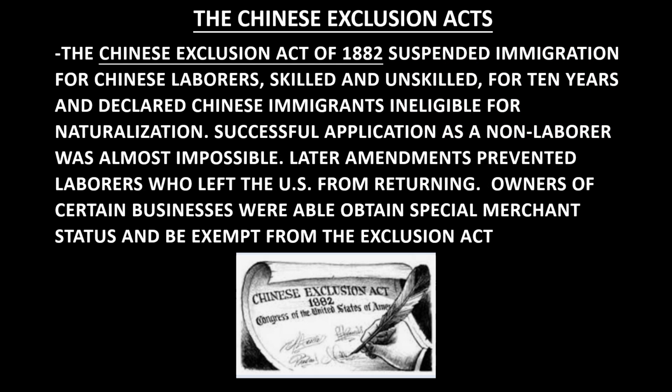The infamous Chinese Exclusion Act of 1882, suspended immigration for Chinese laborers, skilled and unskilled, for 10 years, and declared Chinese immigrants ineligible for naturalization. Successful application as a non-laborer was almost impossible. Later amendments prevented laborers who left the U.S. from returning. Owners of certain businesses were able to obtain special merchant status, and be exempt from the Exclusion Act.